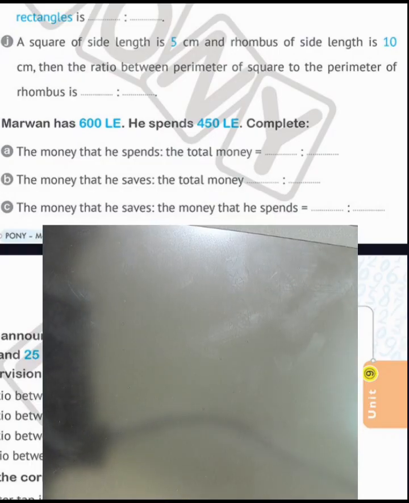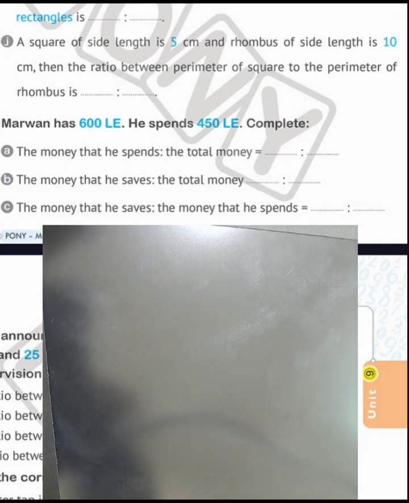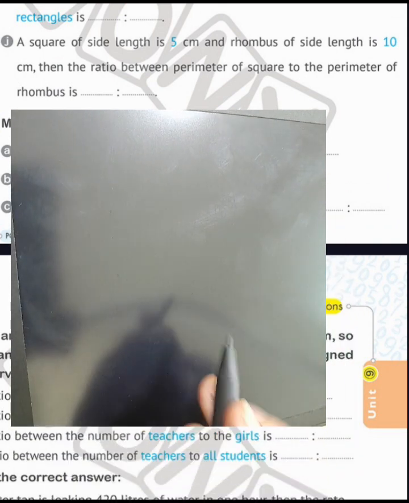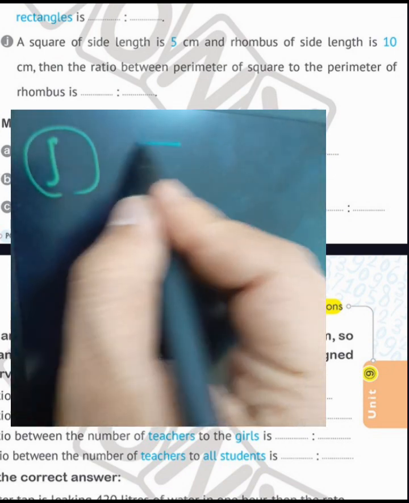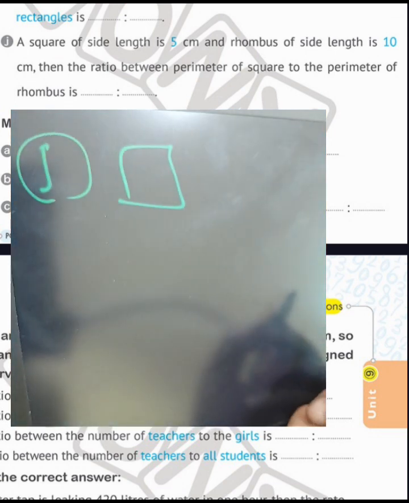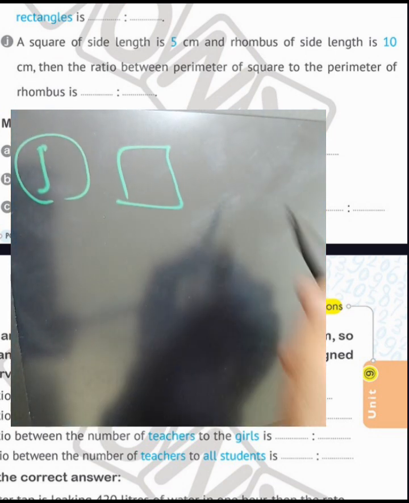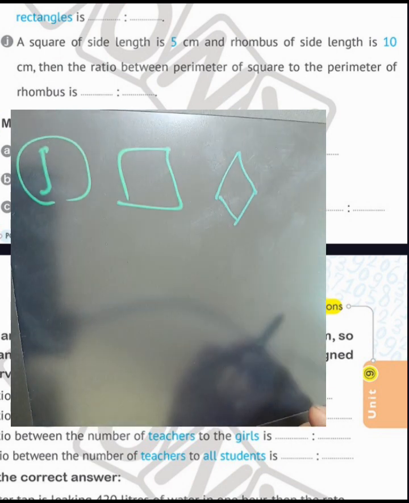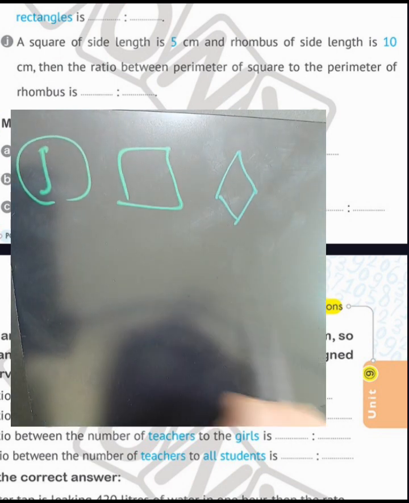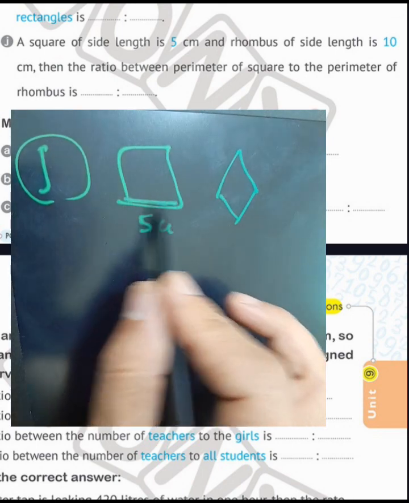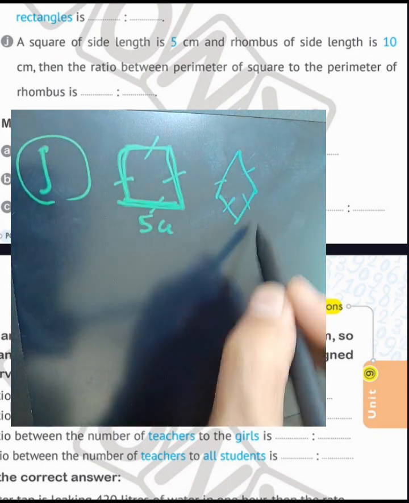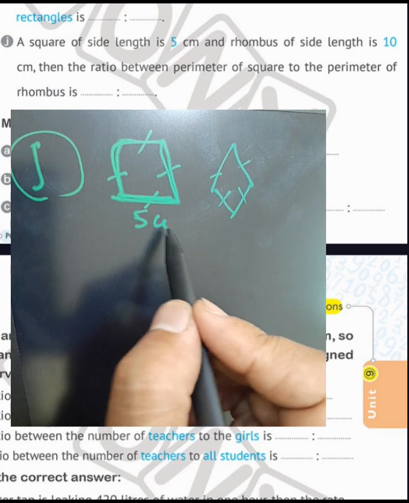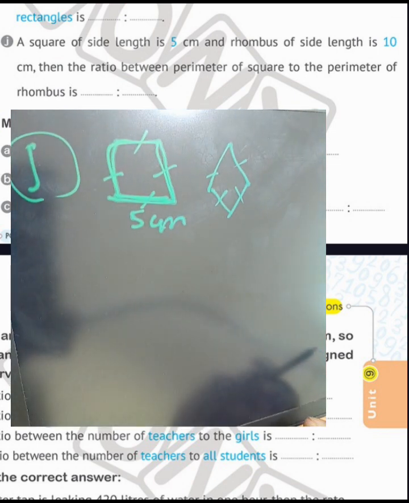Next question. Letter G. The square of side length 5 cm and the rhombus of side length 10 cm. We have question G. We have a square and a rhombus. Side length of the square was 5 cm. It's a square, all sides are equal in length, and we have a rhombus. The side length in the rhombus was 10 cm.